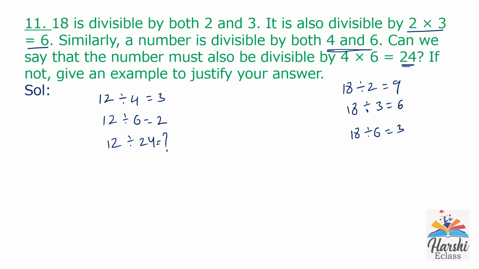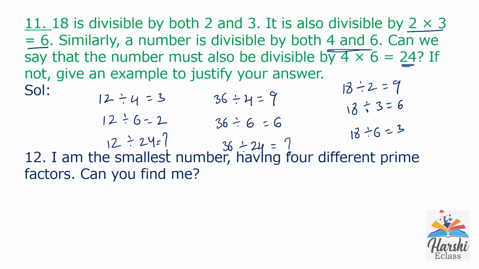One more example, you can say 36. 36 is divisible by 4, 4 nines are 36. 36 is also divisible by 6, 6 sixes are 36. But 36 is not going to be completely divisible by 24. So, this statement is not applicable in all situations.